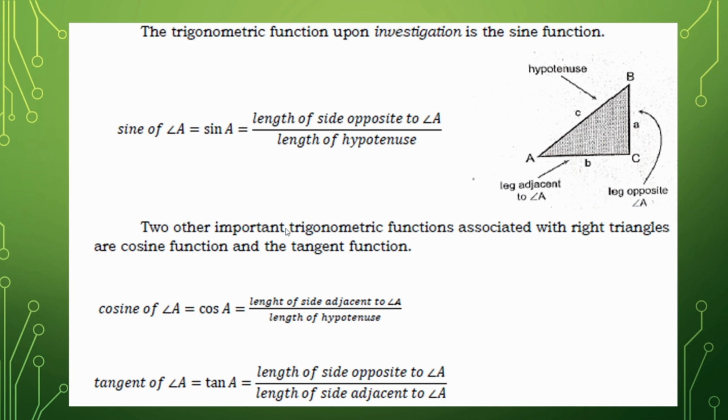Two other important trigonometric functions associated with right triangles are the cosine function and the tangent function. For us to get the cosine of angle A, we take the length of the side adjacent to angle A divided by the length of the hypotenuse. And for the tangent, we take the length of the side opposite angle A over the length of the side adjacent to angle A.